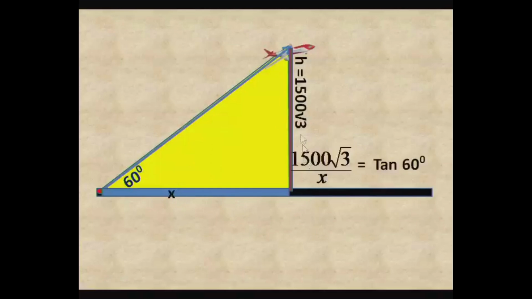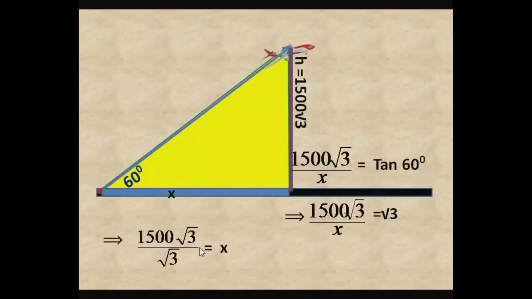So, I am taking h is equal to 1500 root 3 by x is equal to tan 60 degrees. Opposite by adjacent is equal to tan 60. 1500 root 3 by x is equal to tan 60, which is root 3, and then if I transpose this x to that side, it becomes 1500 root 3 by root 3 is equal to x. Hence, x is equal to, this root 3 gets cancelled, and it is 1500 meters.